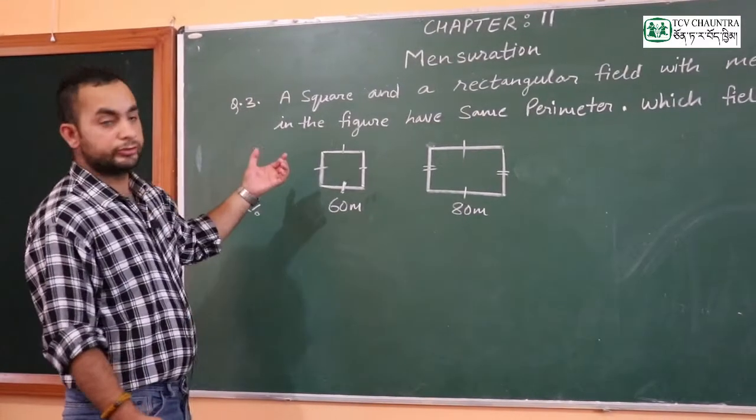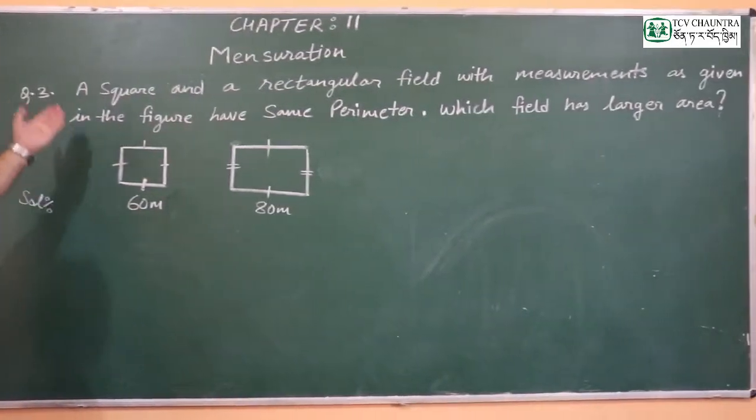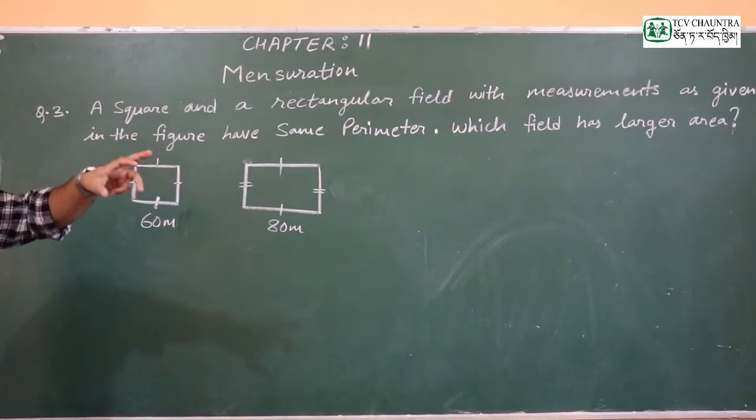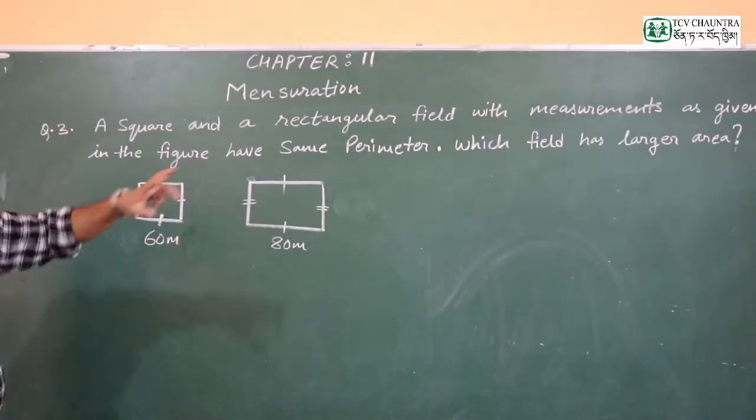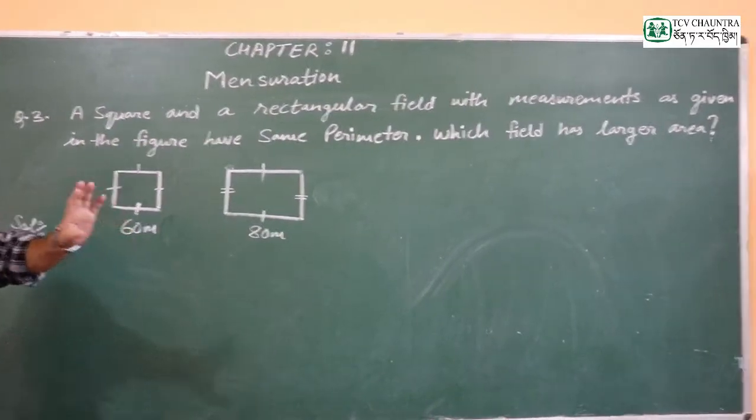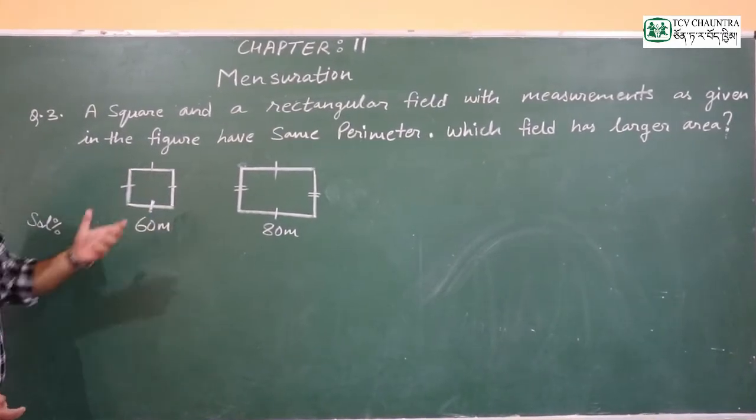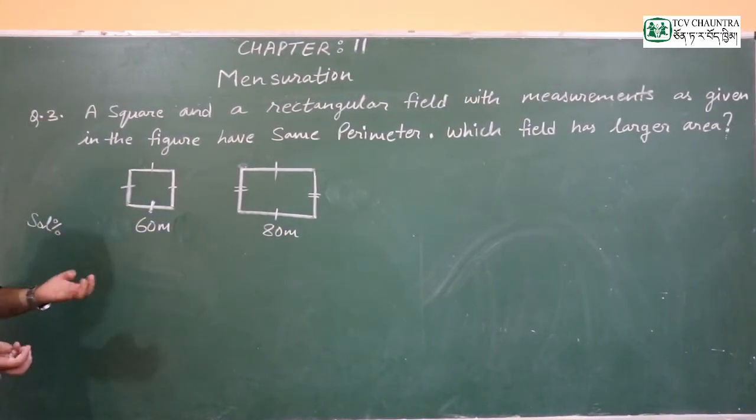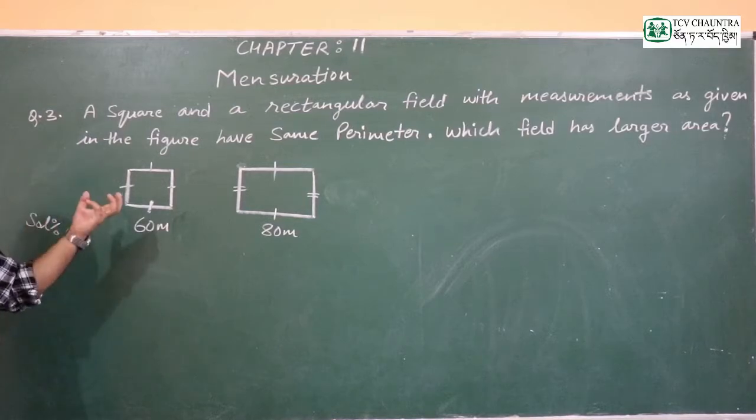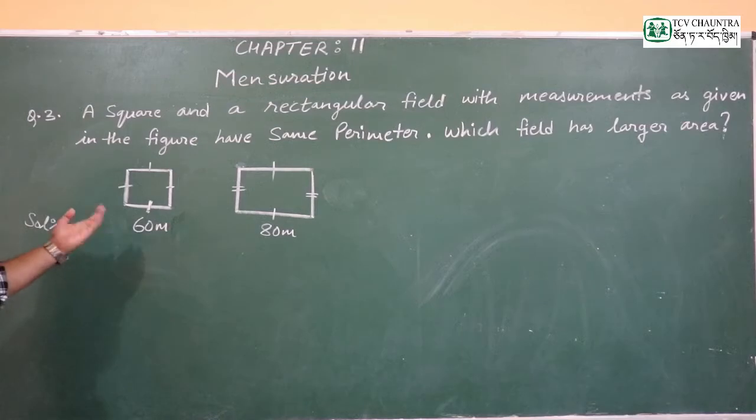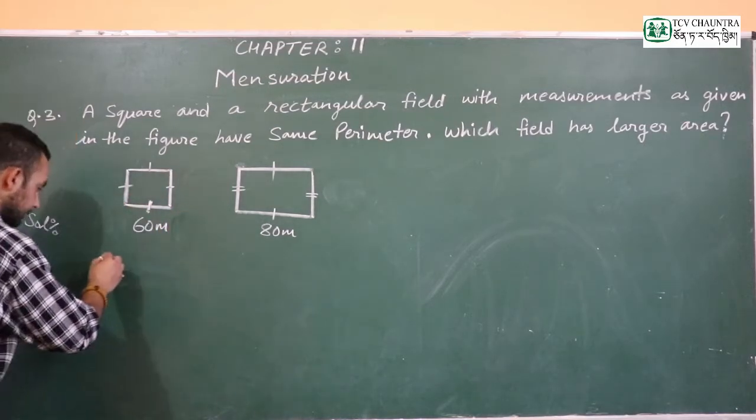Okay class, now coming to the third question. Your third question is: a square and a rectangular field with the measurements as given in the figure have the same perimeter. Which field has the larger area? The figures and measurements are given, and the question says that a square and a rectangular field have the same perimeter. So here you're going to solve this.